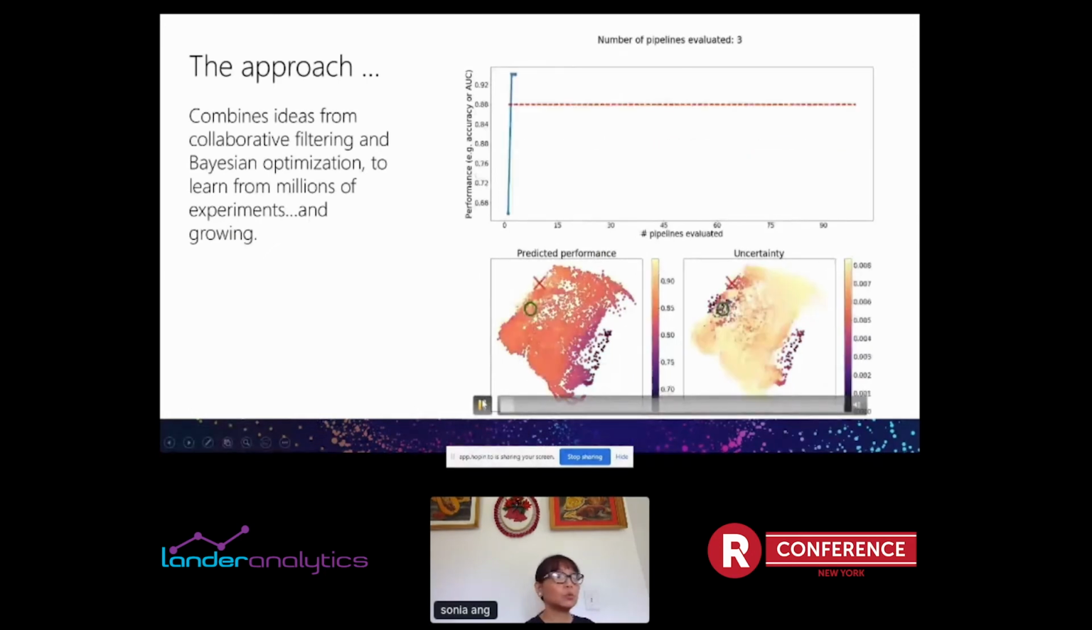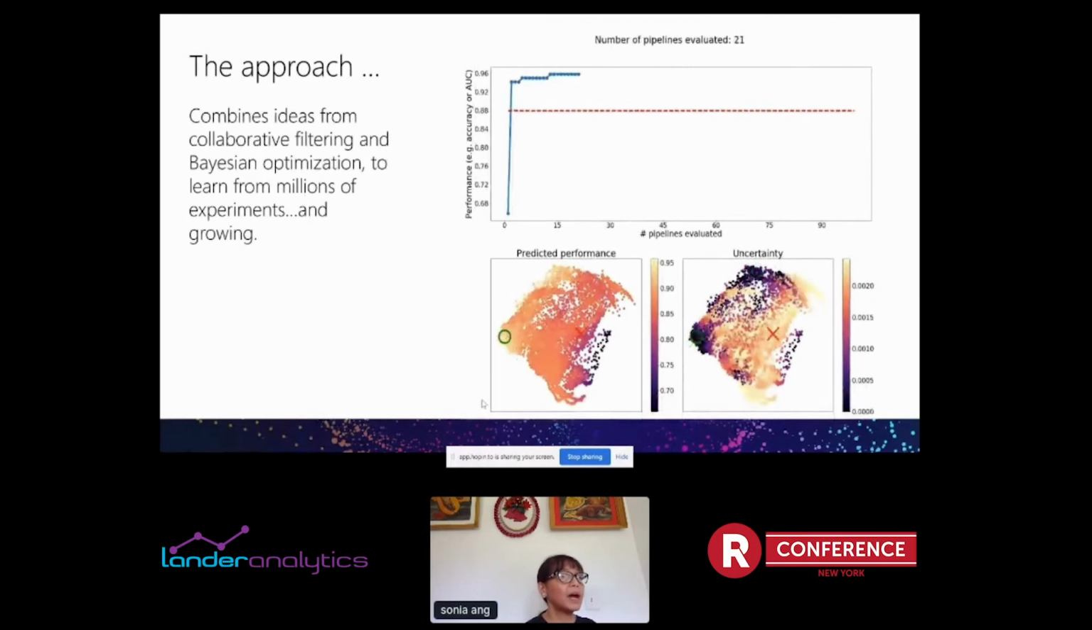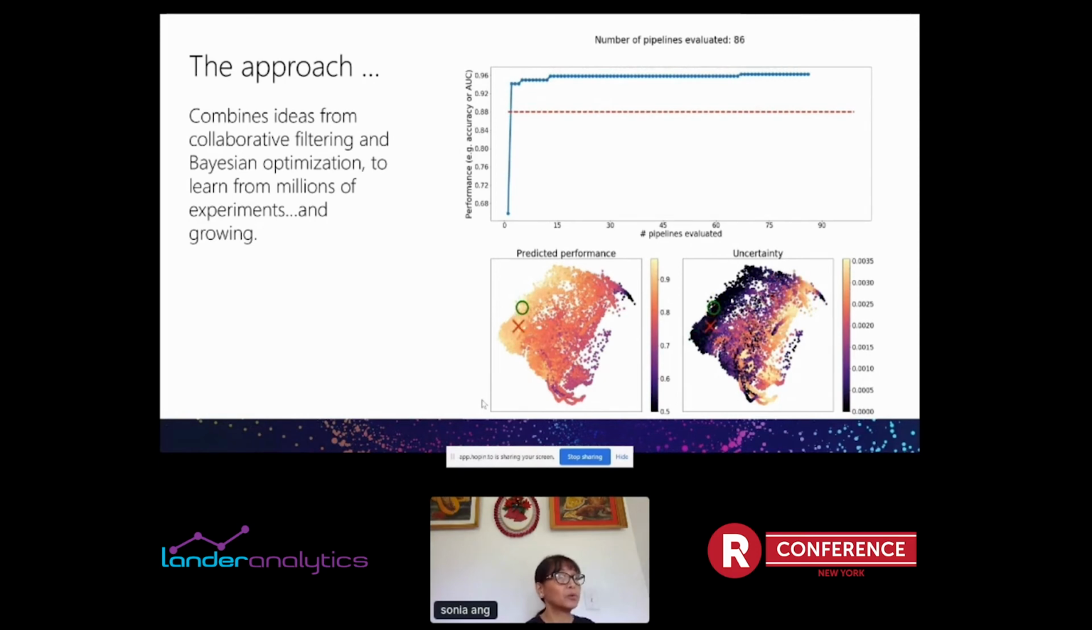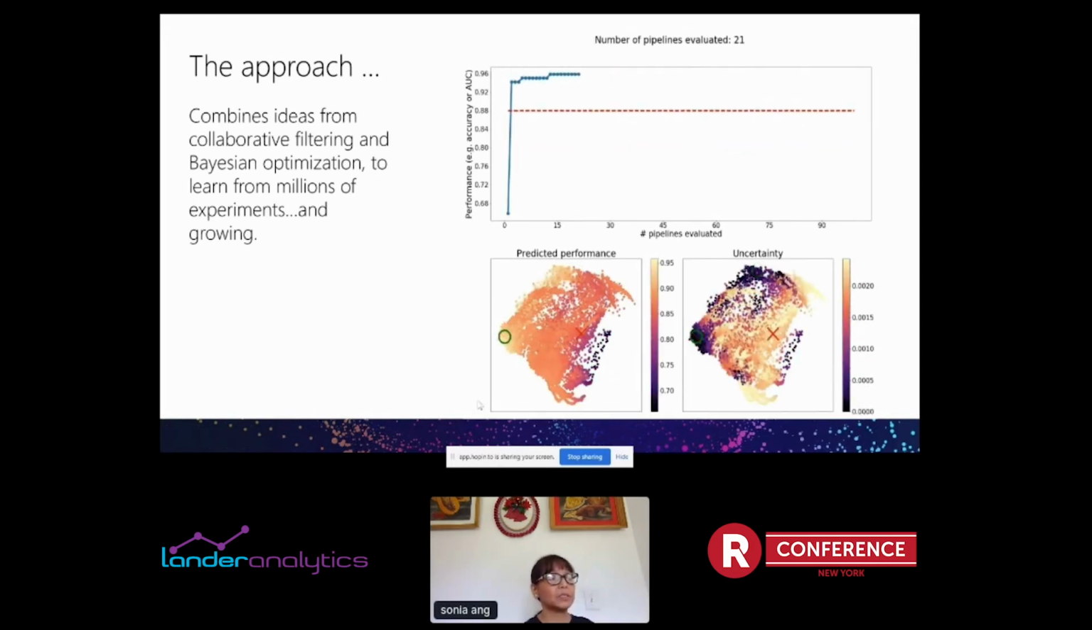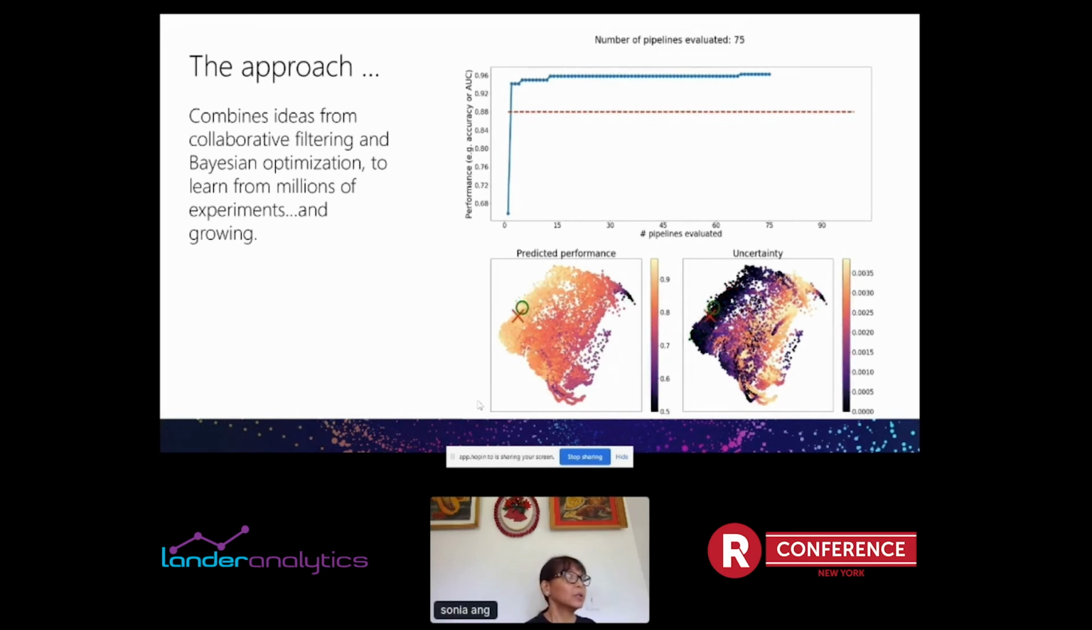As this chart runs, you can see at the top that the accuracy in the y-axis is improving as pipelines are evaluated across the x-axis. On the bottom left, you would see the meta model converging on light-colored areas. And let me repeat that again, light-colored areas representing high accuracy, which is better. And on the bottom right, we see the meta model converging on darker colors representing the lower uncertainty. The green circle is the best result seen so far. And the X is actually the next model that you are trying.